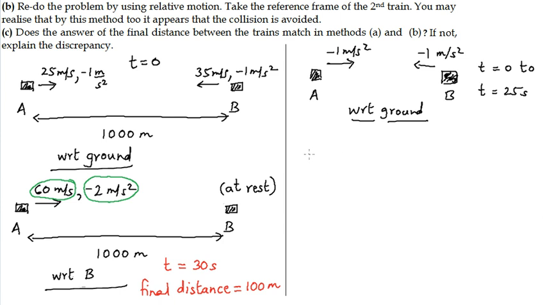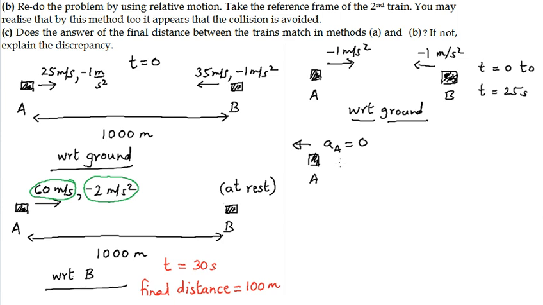Now at t equal to 25 seconds, train A stops. So the acceleration of train A becomes 0 meters per second square at t equal to 25 seconds and also thereafter. Remember, when train A stops, it's going to stop permanently. It's not going to travel in the backward direction, which would have happened if its acceleration was always equal to minus 1 meter per second square.